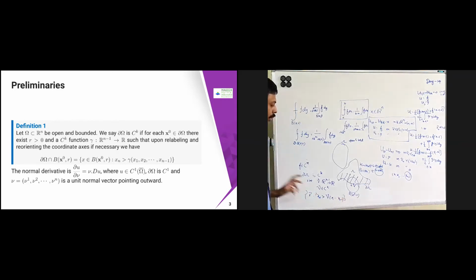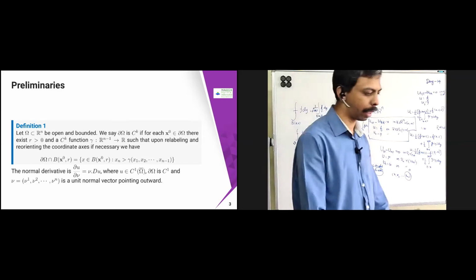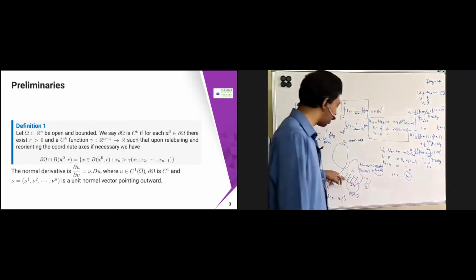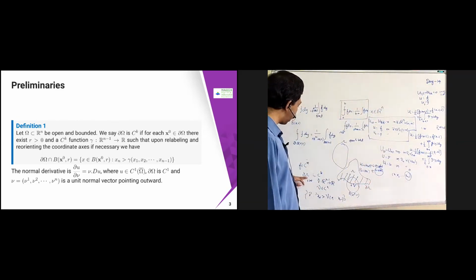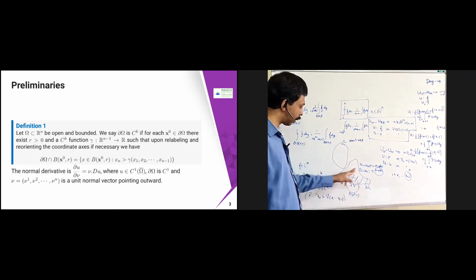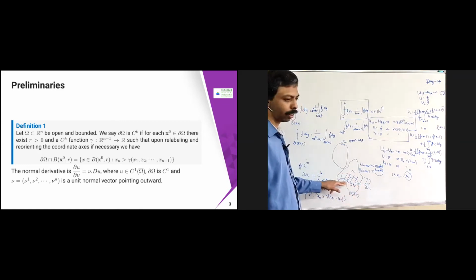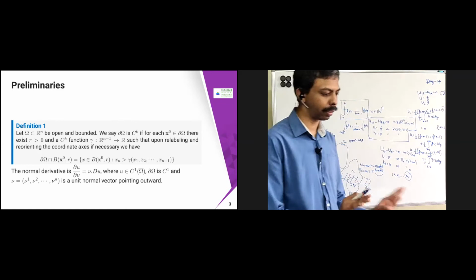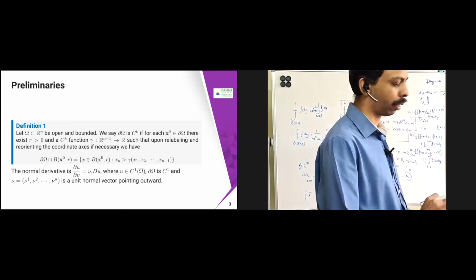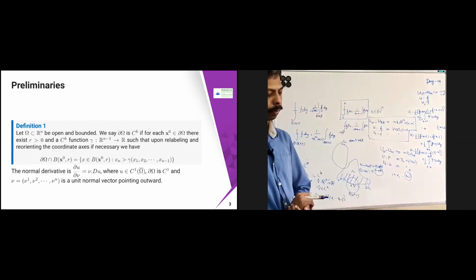If such things are there, then we say that ∂Ω is a C^k function. That is, if all the settings hold, r greater than 0 exists, gamma belongs to C^k, and if you take the intersection, that should be this set, then we say that ∂Ω is C^k.